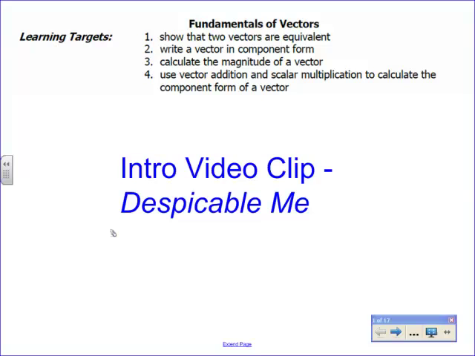Learning targets 1 through 4: showing two vectors are equivalent, writing a vector in component form, calculating the magnitude of a vector, and using vector addition and scalar multiplication to calculate the component form of a vector. In order to introduce this topic properly, we're going to use a little video clip from Despicable Me, which is an excellent movie. If you haven't seen it yet, you should. Here we go.